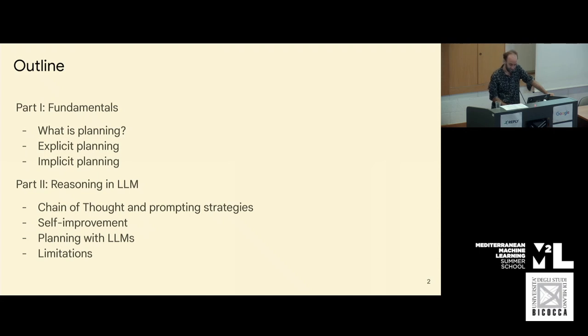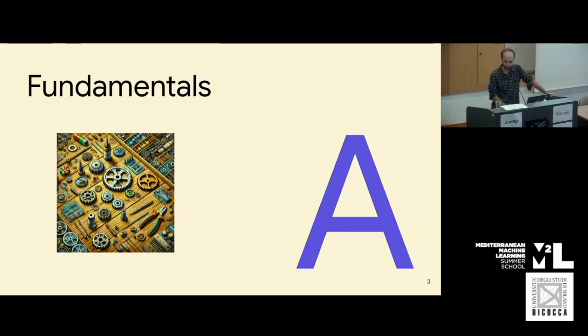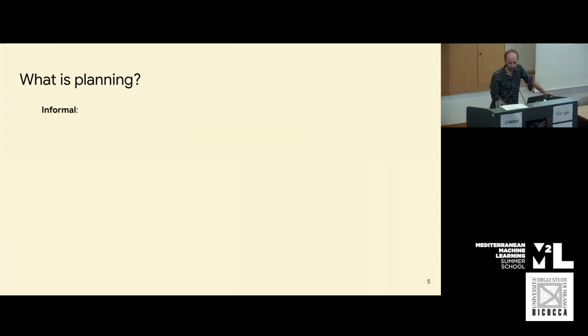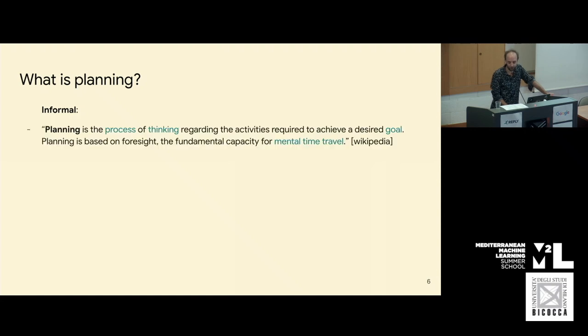All right, so this being said, let's get started on the first part, fundamentals. To begin, we'll start slightly more high level, discussing what is planning. It turns out that often people disagree on the meaning of the word planning, and so there are arguments, like, this paper is about planning, it's not really planning, and so on. There are many definitions. The first one is the informal definition, the one that you get from Wikipedia, that says planning is a process of thinking regarding the activities required to achieve a desired goal. Planning is based on foresight, the fundamental capacity for mental time travel.